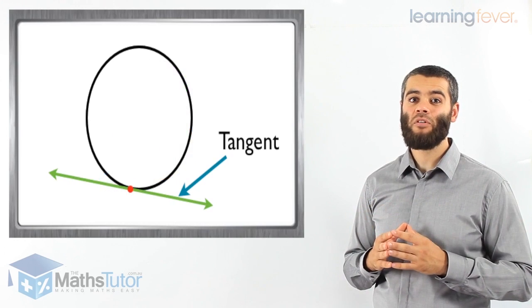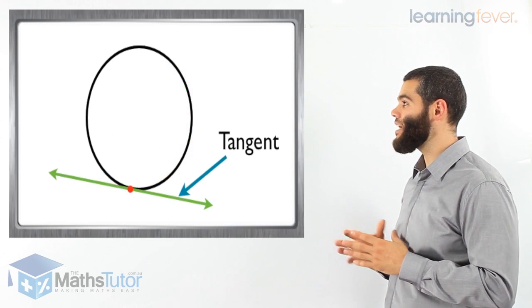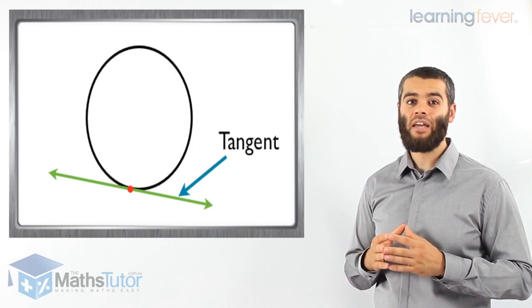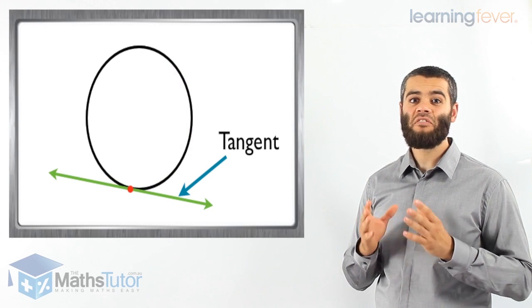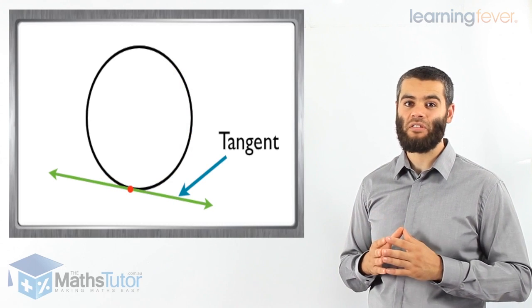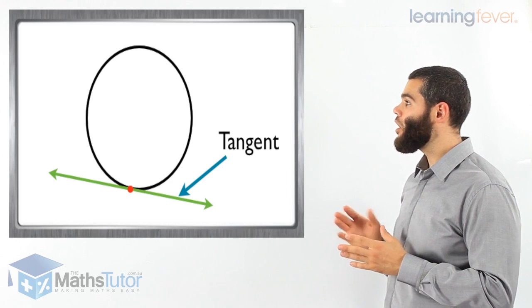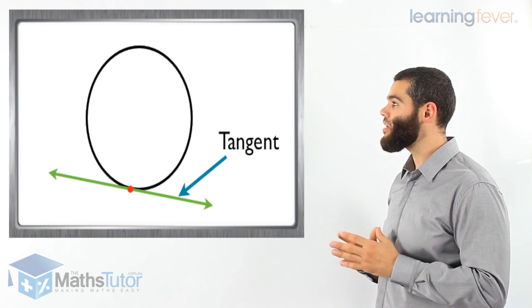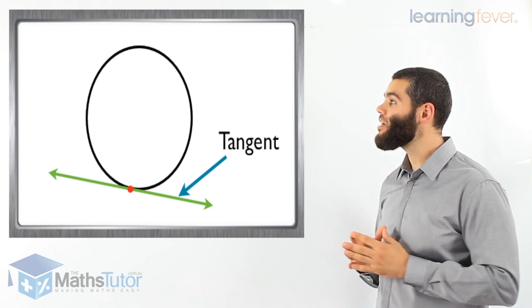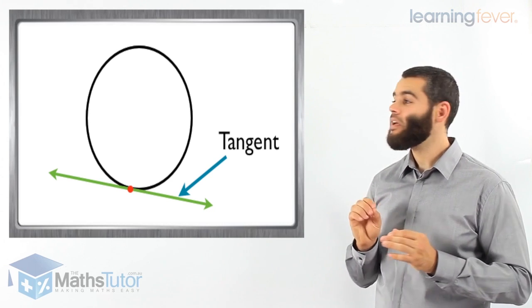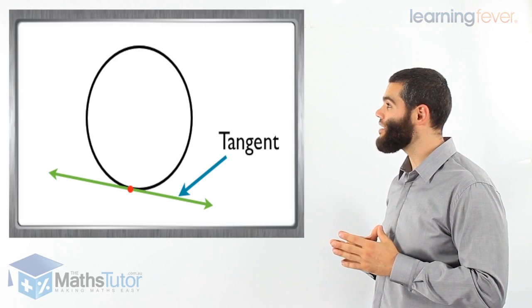The last part we're going to look at is what we call a tangent. A tangent is a line that touches the circle only at one point. It is a straight line, as you can see in green, and it touches the circle only at the point where it's marked in red.